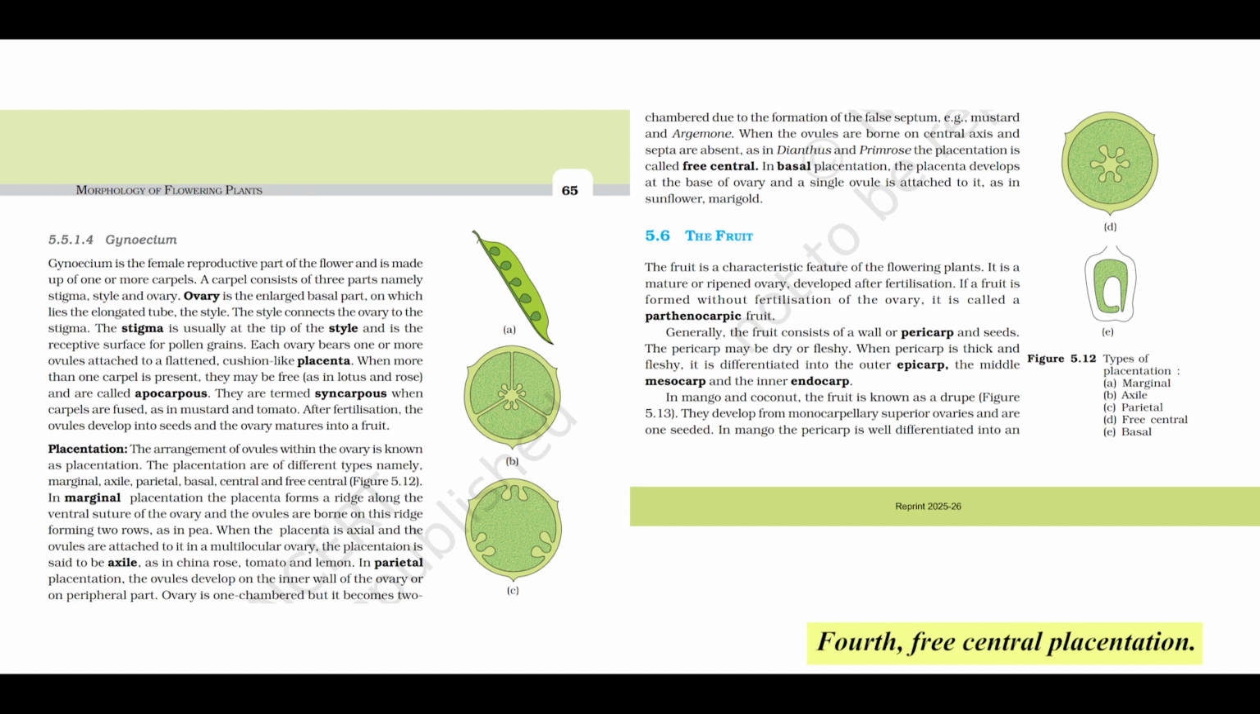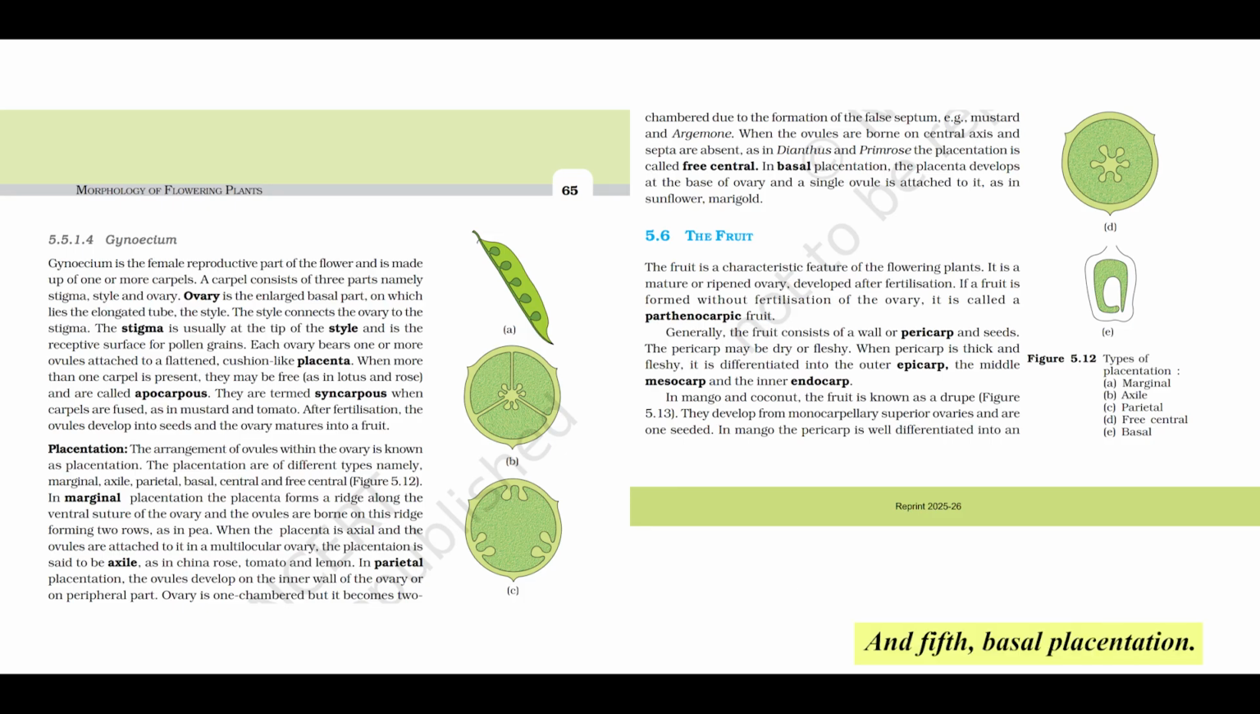Fourth, free central placentation, Figure 5.12d. Here, the ovules are borne on a central axis, similar to axial, but critically, septa, partitions, are absent. This means the ovary is single-chambered, unilocular, with a central column bearing the ovules that is not connected to the ovary wall by any partitions. Examples include dianthus and primrose. So central column, but no walls separating chambers, free central.